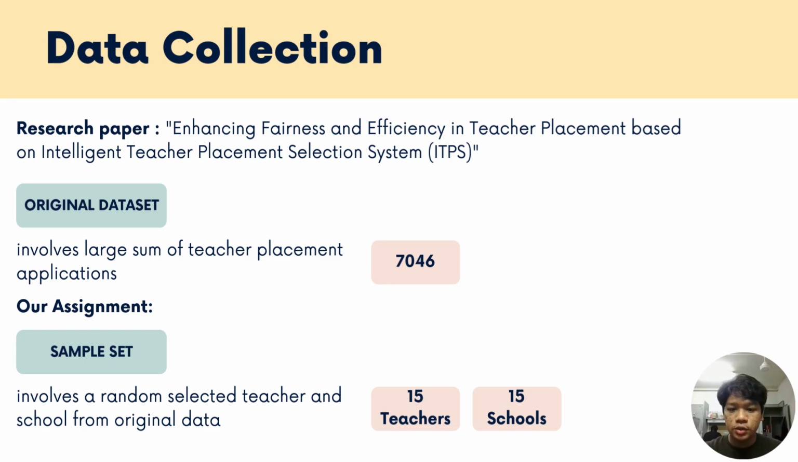For our data collection, we use the already existing data from our reference paper, which is Enhancing Fairness and Efficiency in Teacher Placement Based on ITPS. But the original dataset involved a large number of teacher placement applications, which is 7,046 individuals. So in order to make it easy for us to complete our assignment, we take a sample set, involving randomly selected teachers and schools from the original data. The data involves 15 teachers and 15 schools.